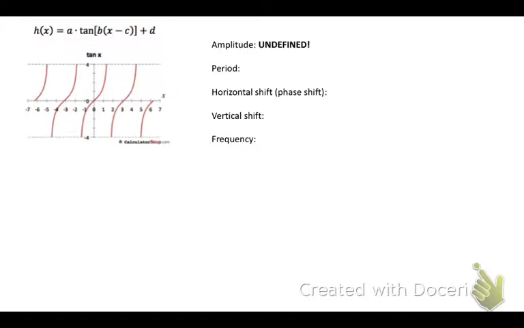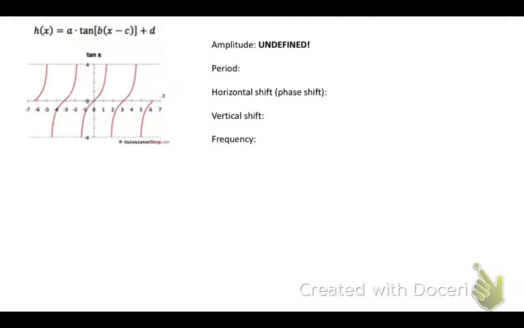So the amplitude here is undefined. For tangent it's always undefined, because we don't have a high point, we don't have a low point. This goes up and down forever, so there is no amplitude. There is an A value, but we'll talk about that in a second. It's a little bit different.